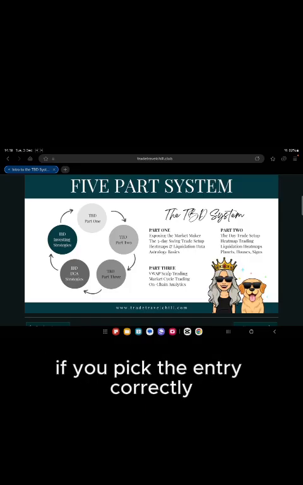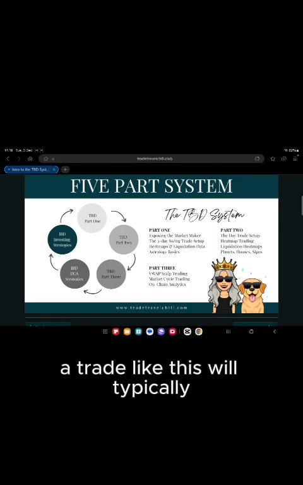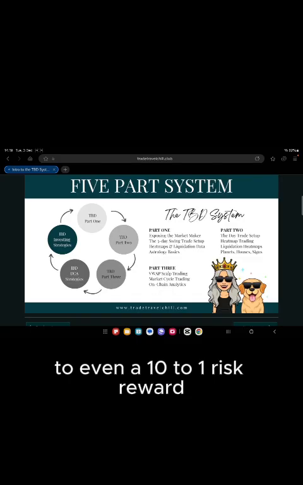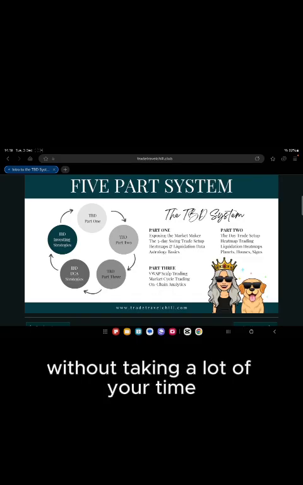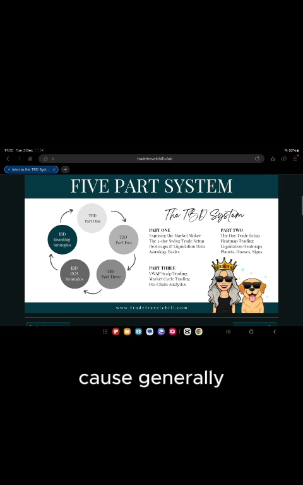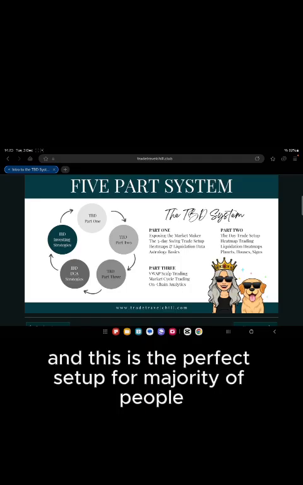If you pick the entry correctly and you take profit correctly, a trade like this will typically get you somewhere between about a 7-to-1 to even a 10-to-1 risk to reward. So it can be highly profitable without taking a lot of your time waiting for the setup, and that is why we start here, because generally people don't have a lot of time to dedicate towards trading, and this is the perfect setup for the majority of people.